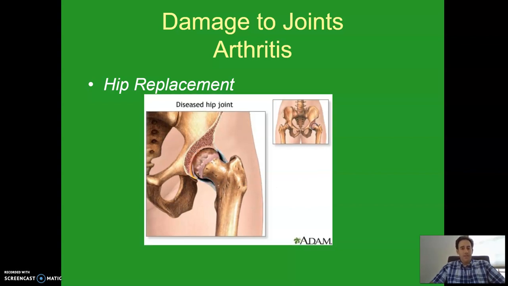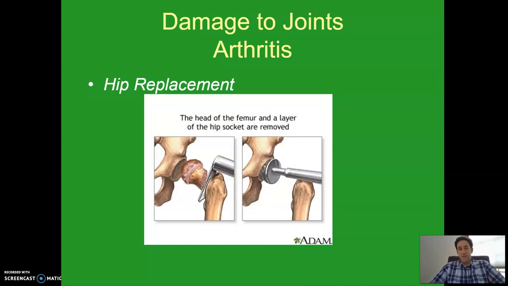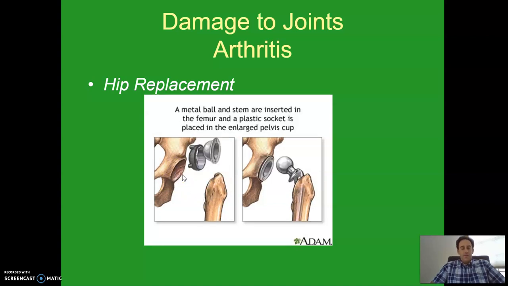And so what they'll do to replace it is they just take the whole joint out. So they literally have to kind of pop the joint out, sort of like popping it out of the socket. And then they use a saw to slice off that damaged head of the femur. And then they grind out the acetabulum, that little socket there in the hip. And then they use metal to replace it. So they screw in this metal socket, and then they pound this artificial head down in there.